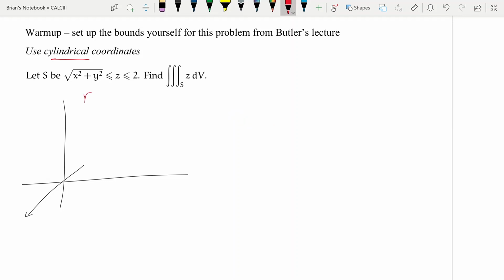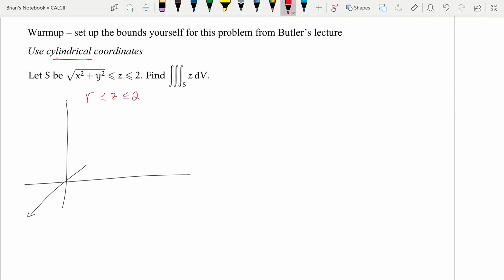That's r squared. The square root of r squared is r, less than or equal to z, which is less than or equal to 2. We don't have to do any conversions for z in cylindrical. So r is less than or equal to z, which is less than or equal to 2. If we draw that shape, it kind of looks like a cone.